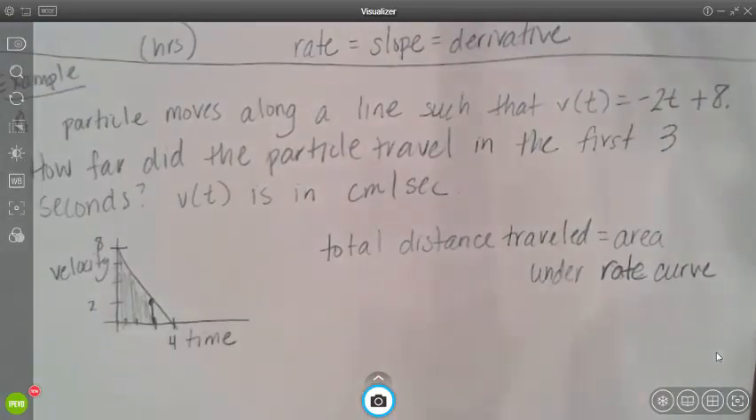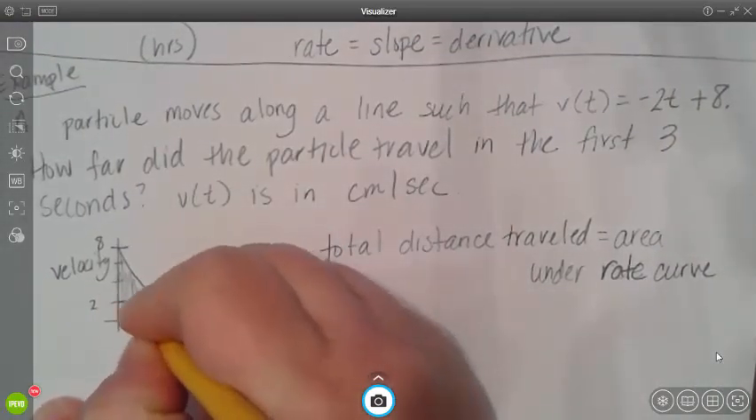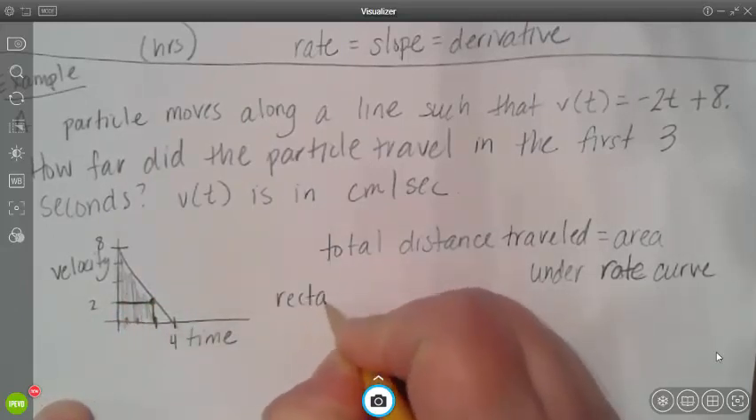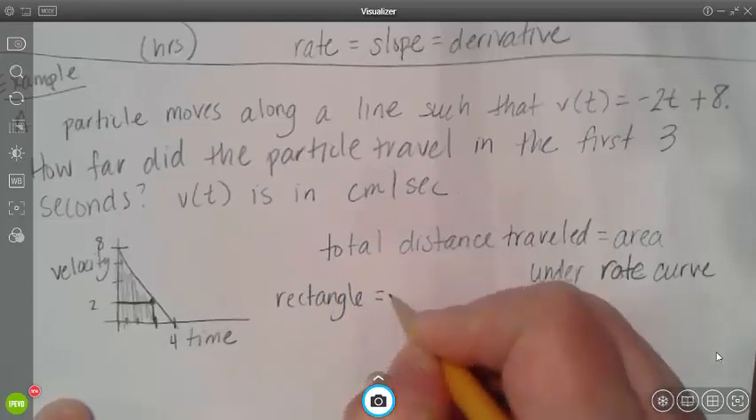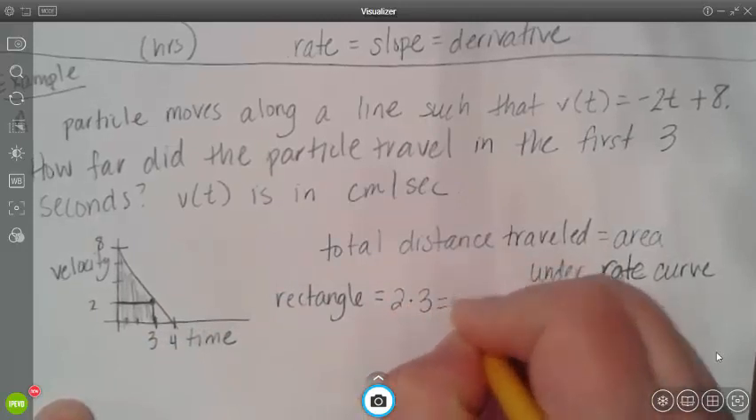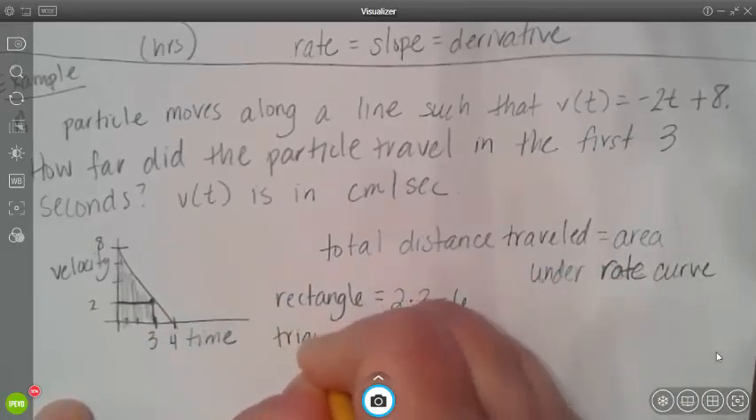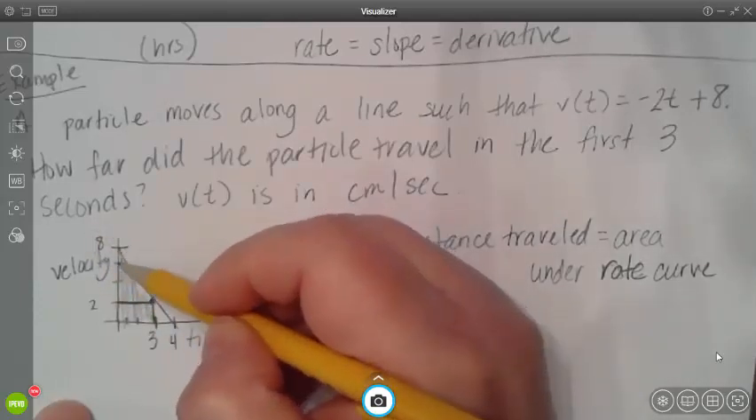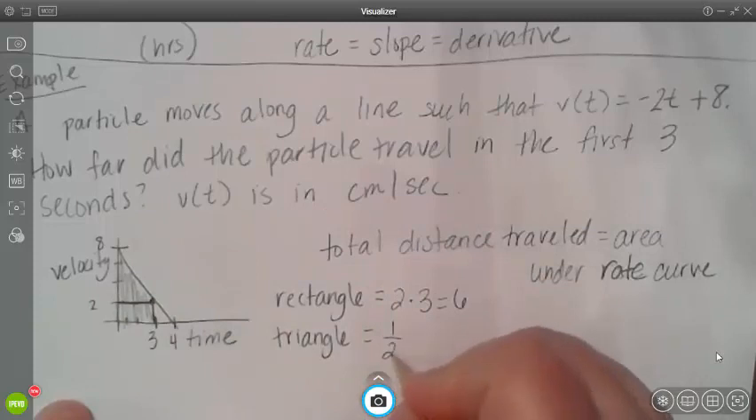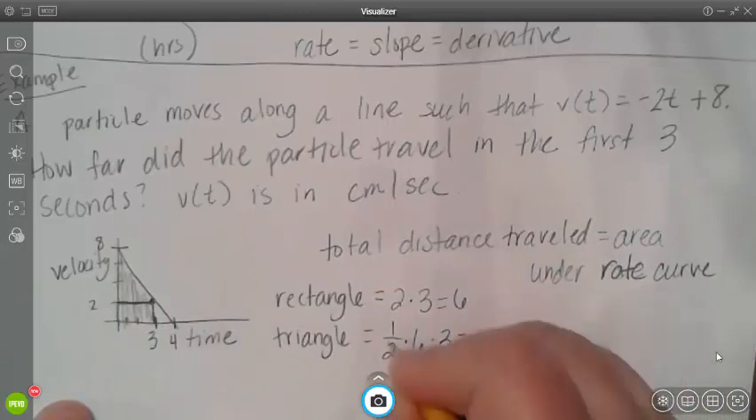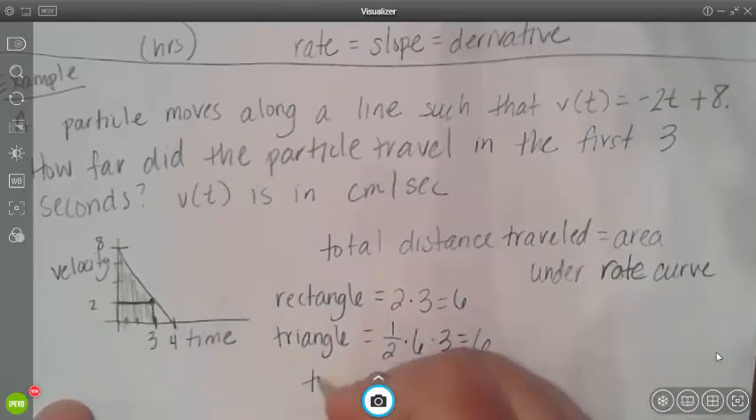But for now, I think probably what people are most comfortable with is splitting this up into 2 pieces. So you've got this rectangle. Okay, so this rectangle is a height of 2 and a base of 3. So 2 times 3, which is 6. And then we have a triangle, which looks like 2, 4, 6 high. So 1/2 times 6 times, and it's 3 across the base. So that's going to be 6 also. That was convenient. So my total is going to be 12 centimeters.